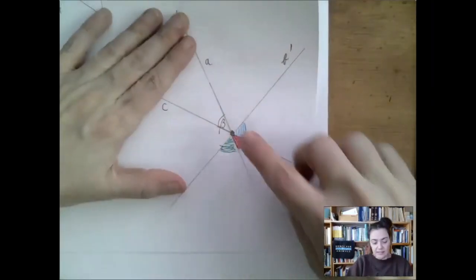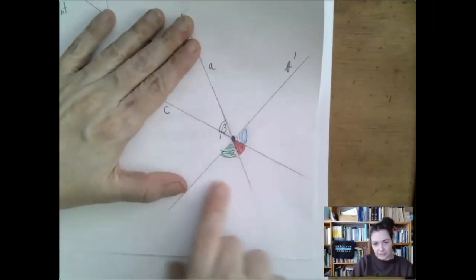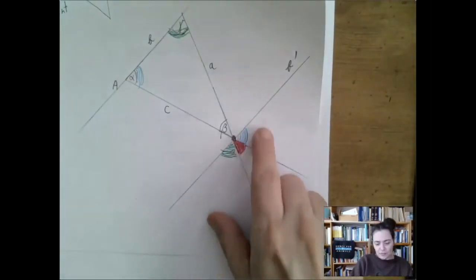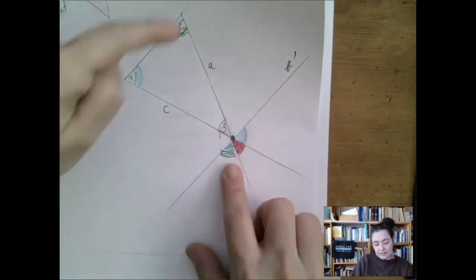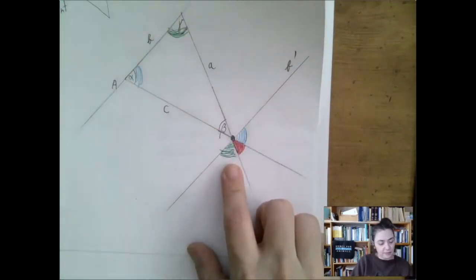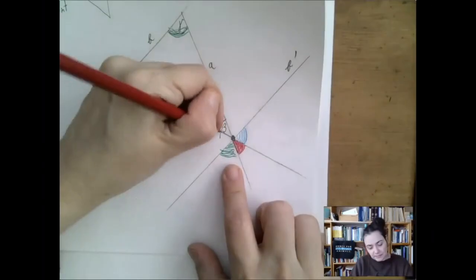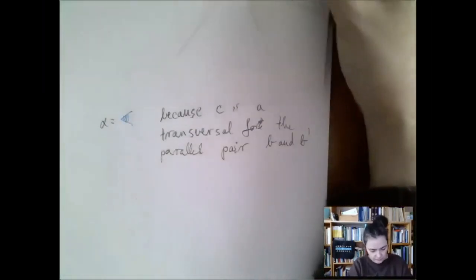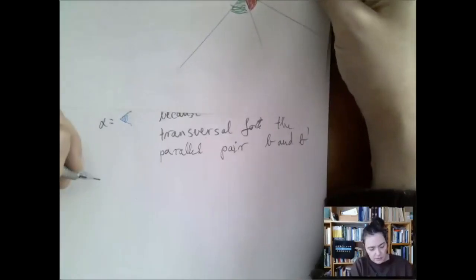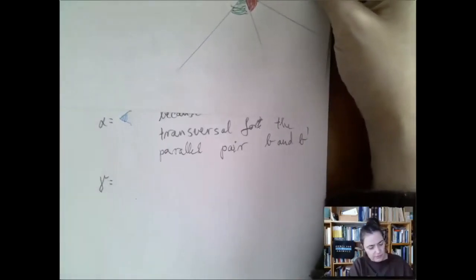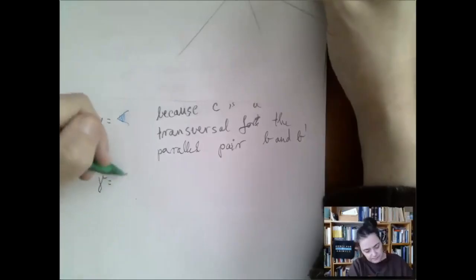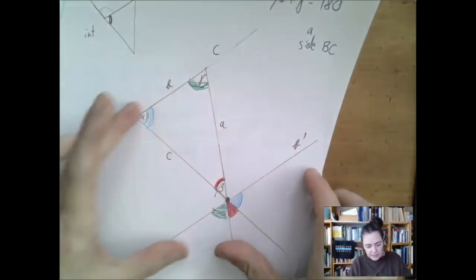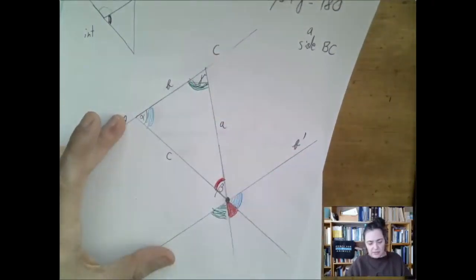And now look at these three. When we pile them up one after the other together, they form a straight angle. And that's the proof that these three add up to 180, as well. So gamma equals the green angle. The parallel pair is just B and B prime, and thus A is the transversal.